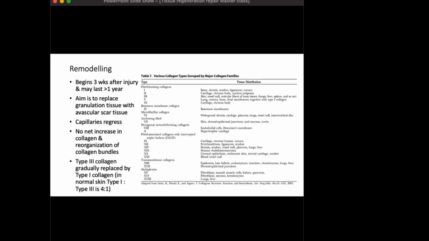And the collagen during the wound healing, which is predominantly type 3 collagen, will be replaced by the normal, stronger type 1 collagen, as in normal skin, which has a 4:1 ratio of type 1 to type 3 collagen. Okay, there are other types of collagen, but the predominant ones in the skin are type 3 and type 1. As you can see, if you look at the table, there are about 21 types of collagen in different types of tissues.